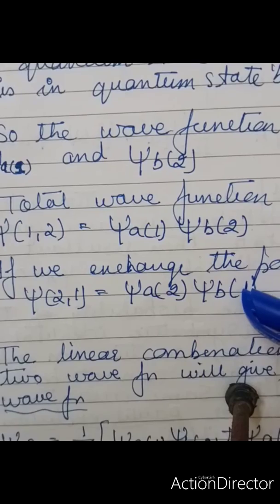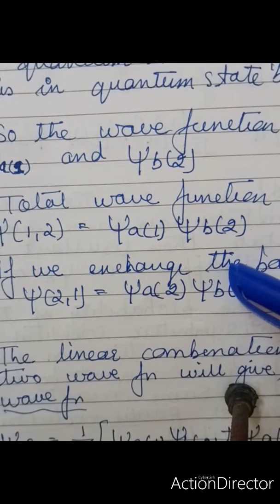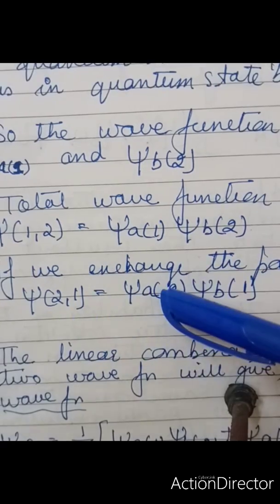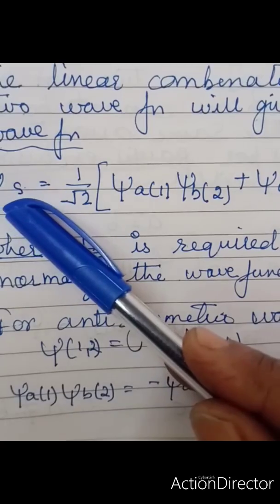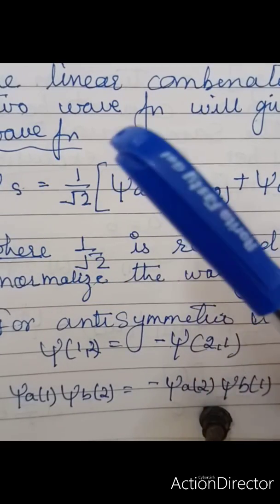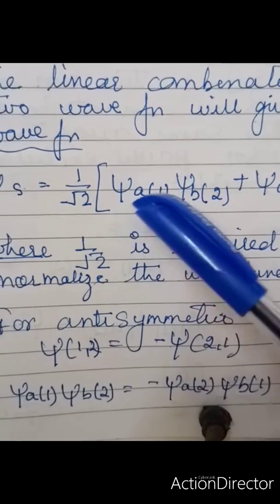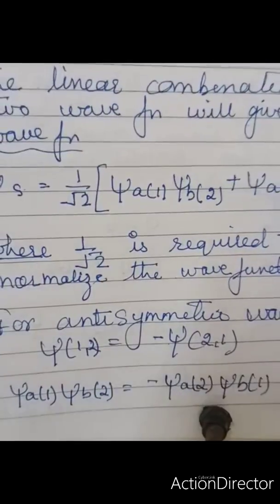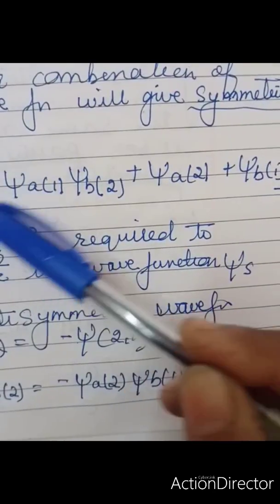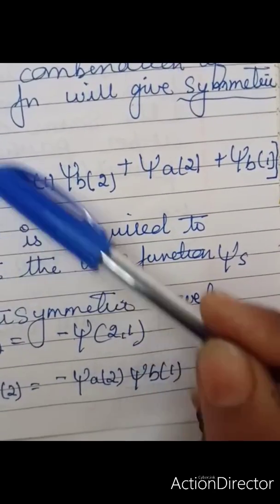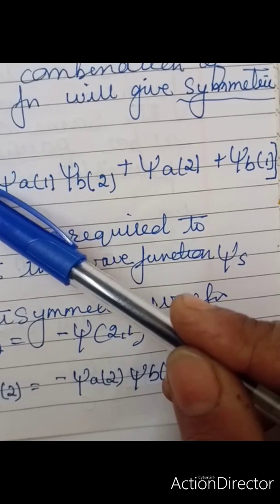So the linear combination of the two wave functions gives us a symmetric wave function. There is no change in the sign. Let us denote the wave function psi S by 1 by root 2, psi A(1) psi B(2) plus psi A(2) psi B(1), where this factor is required, as we have done earlier also, to normalize the wave function. So this is for the symmetric.